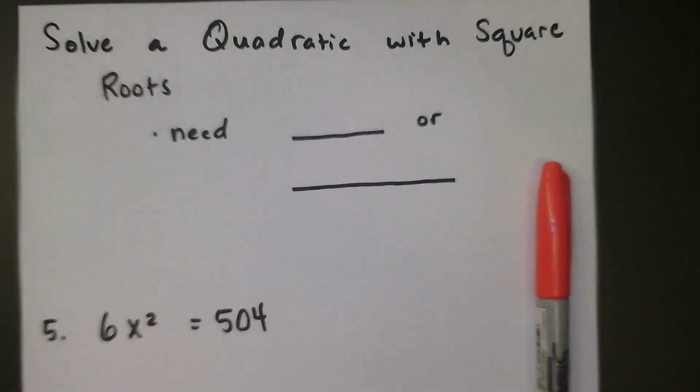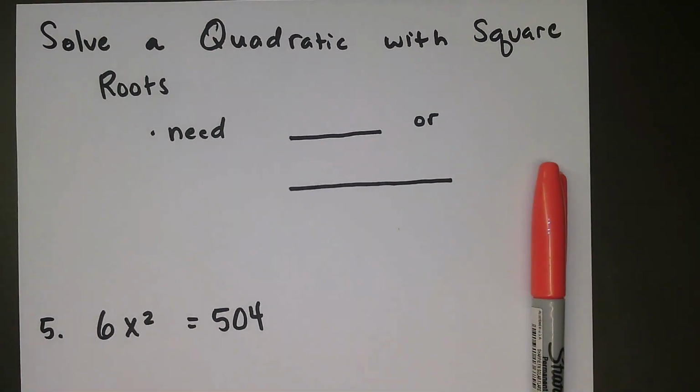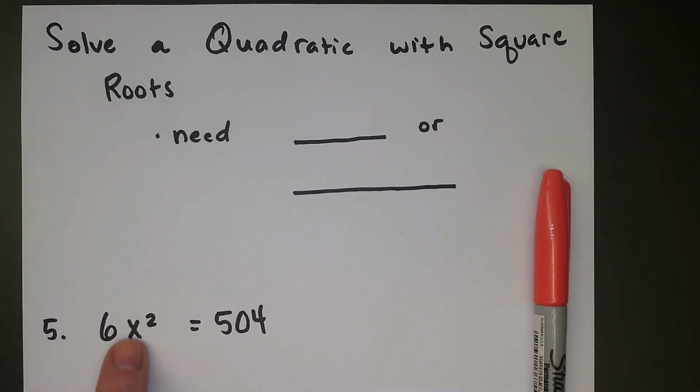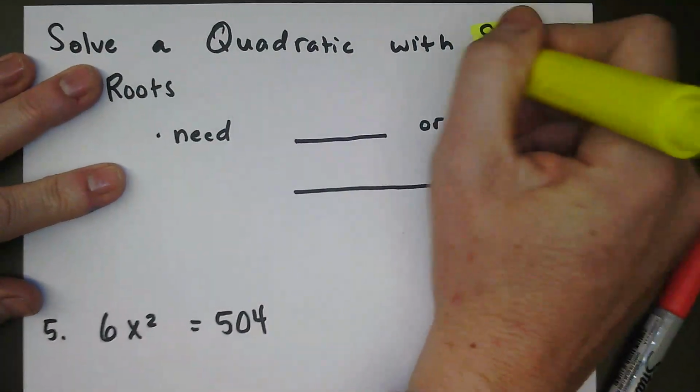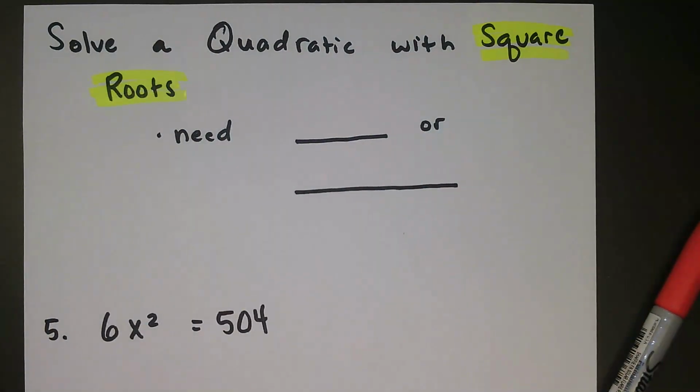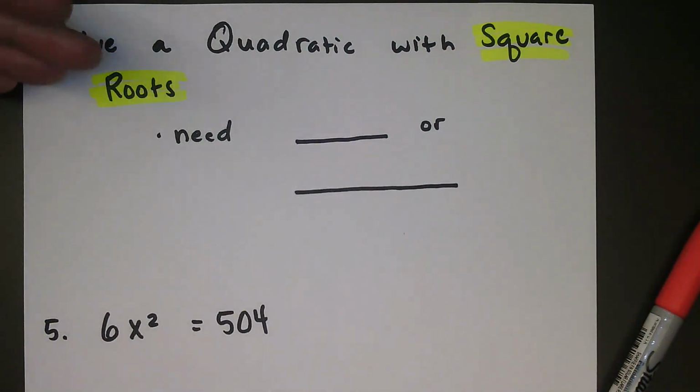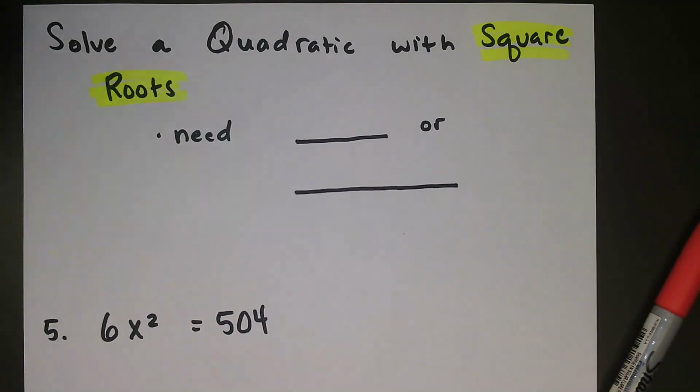Okay, we're going to look at solving a quadratic with square roots. This is actually a quadratic right here. I know it's a quadratic because of that x squared term. That's what makes it a quadratic. This technique, solving with square roots, is a great and efficient technique to use because you can get through it algebraically very fast. However, you cannot always use it. You can only use it in certain contexts.